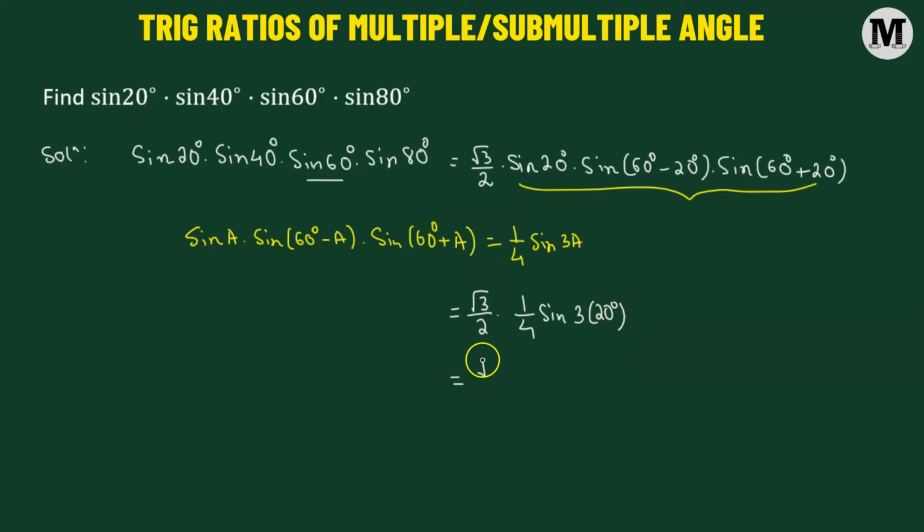That will be equal to square root of 3 over, so 2 times 4, that's going to be 8. And we have sine of 3 times 20, that's going to be 60 degree. Now we know the value of sine 60 degree. So we have square root of 3 over 8 multiplied to square root of 3 over 2. That's going to give us the square root of 3 times square root of 3 will be 3, 8 times 2 will be 16. So that means the value of the product of these four sine functions is going to be 3 over 16.